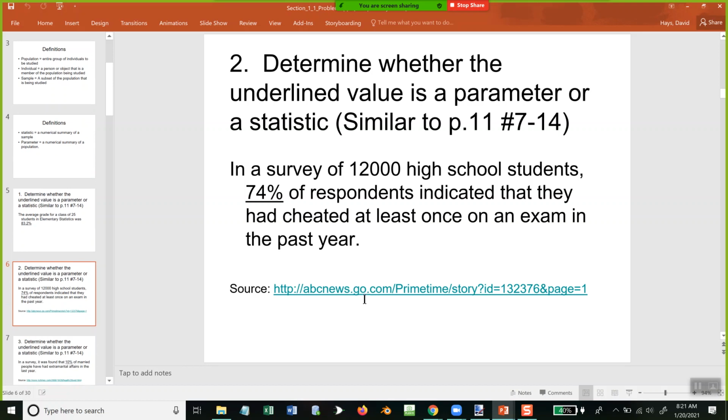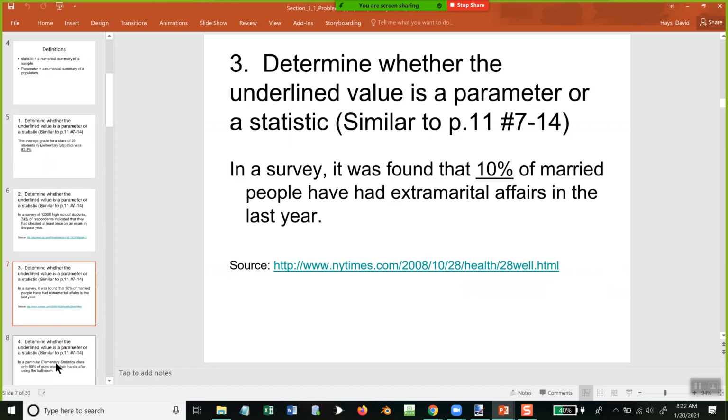In a survey of 12,000 high school students, 74% of respondents indicated they cheated at least once on an exam in the past year. What's a key word that tells me there? Yeah, exactly: survey. So that tells us it's a statistic because we're dealing with a sample. It's a big sample, 12,000, but that's still a survey. And again, in a survey it is found, key word here, survey, that 10% of married people have had extramarital affairs in the past year, and that again would be a statistic.